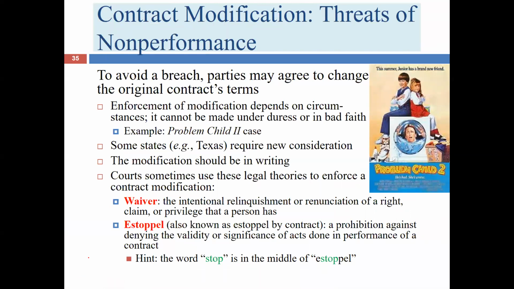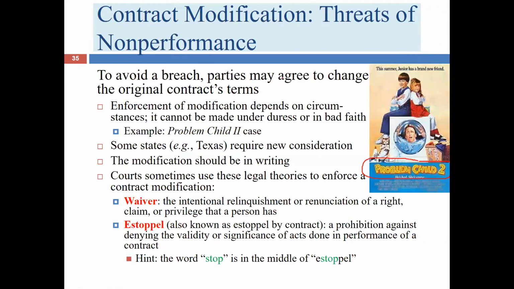Contract modification. We've kind of already talked about this one. Here's that picture of Michael. I guess Michael has a little sister, and here we have John Ritter. That's the other actor. We can see this is for the second movie, Problem Child 2. So here we're going to talk about contract modification. We talked about this as a novation, and it certainly is a novation, but we're going to consider it from the enforceability of when we modify a contract.